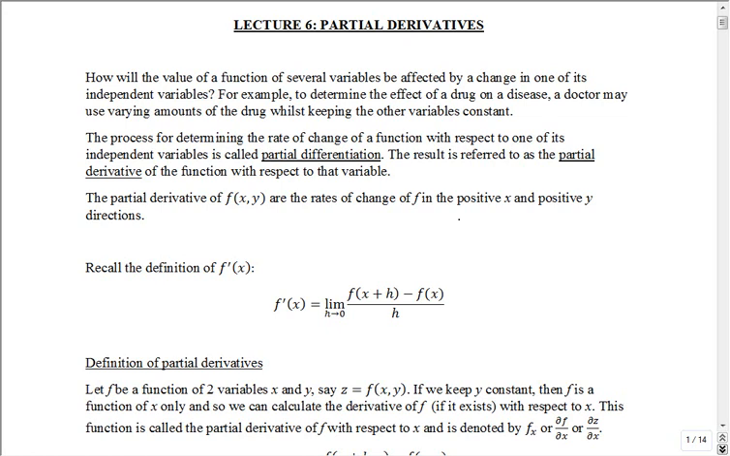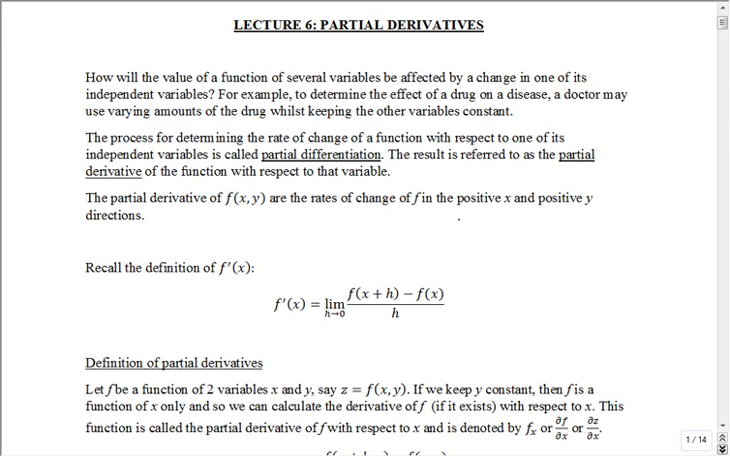So the process for determining the rate of change of a function with respect to one of its independent variables is called partial differentiation. With partial differentiation, you must hold some variables constant and differentiate with respect to another variable. So whatever you are differentiating with respect to must vary, but everything else must be looked at as a constant. That is partial differentiation. It's partial. So the result is referred to as the partial derivative of the function with respect to that variable.